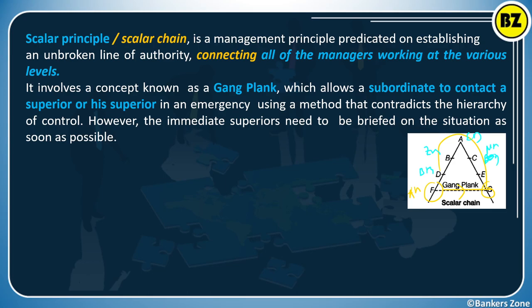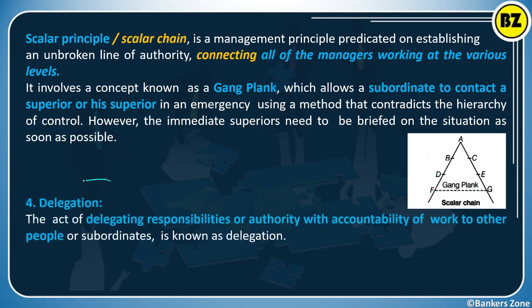Here is the MD, here is the board of directors, like that. So the assistant manager is directly reporting to the board of directors. This is what the gang plank is. Now, what do you mean by delegation?